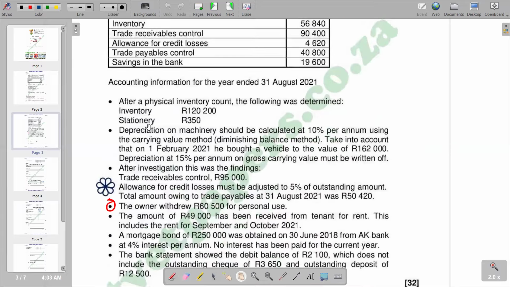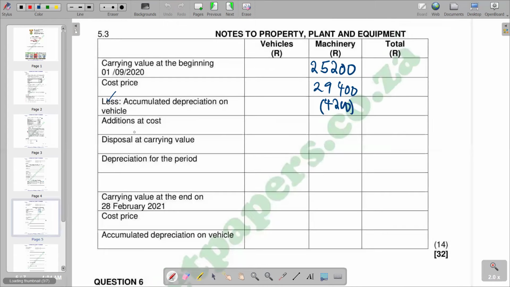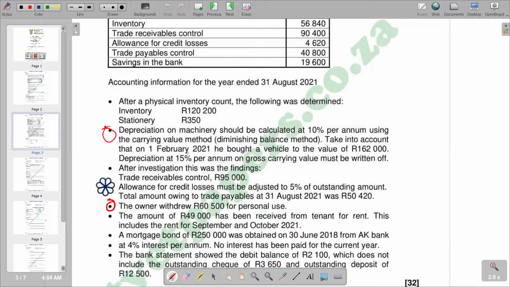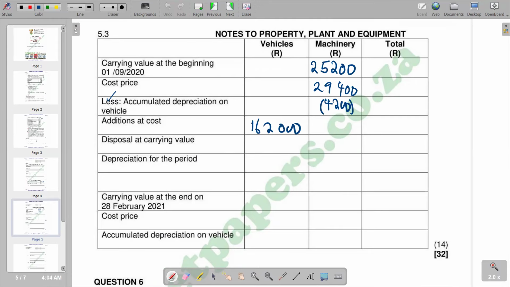If you come to point number 2, 2021, we bought a vehicle to the value of 162,000. So we have a vehicle of 162,000, which we need to put as an addition. So we are saying additions, vehicles, we've got 162,000. Then we check if there is anything about disposals, so we can just indicate it as nil.